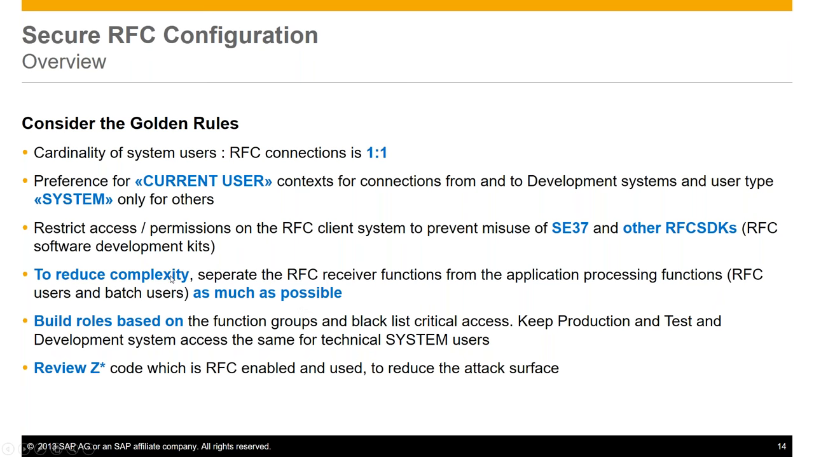What we also did to reduce the complexity is that we separated the RFC server functions from the application processing, which was the job users, and we first went live with all the RFC users, and once that was running smoothly, we did the batch users as a second step. We didn't go live with them at the same time, because if something didn't work, we wanted to be able to cleanly see where this is coming from, and built roles based on these function groups.